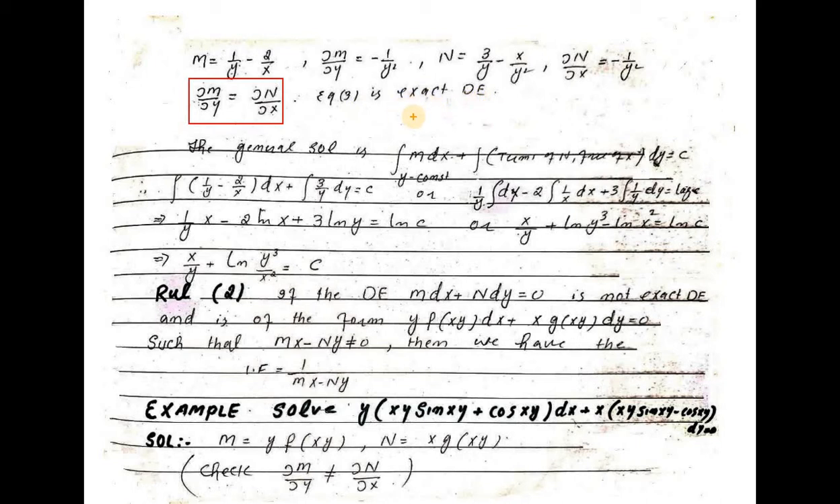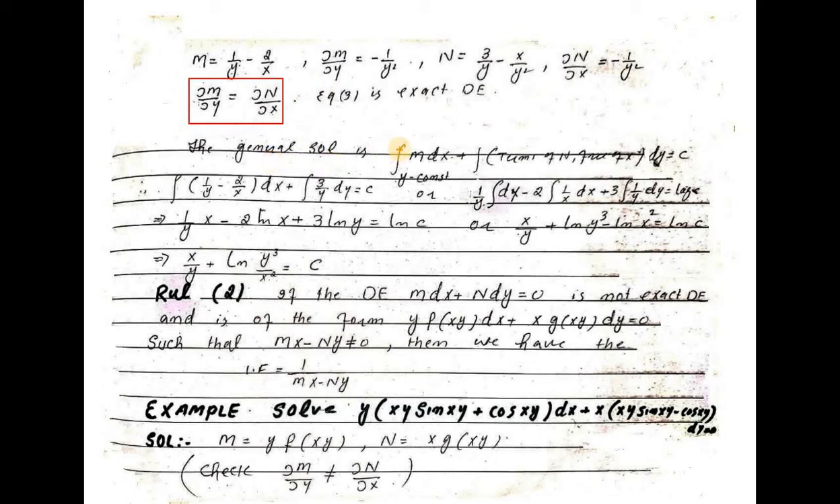Equation 3, what was equation 3? Equation 3 was that equation which was obtained by multiplying the integrating factor. So we have checked that the new differential equation satisfies the condition for a differential equation to be exact. Since the new differential equation is exact, we have the formula.